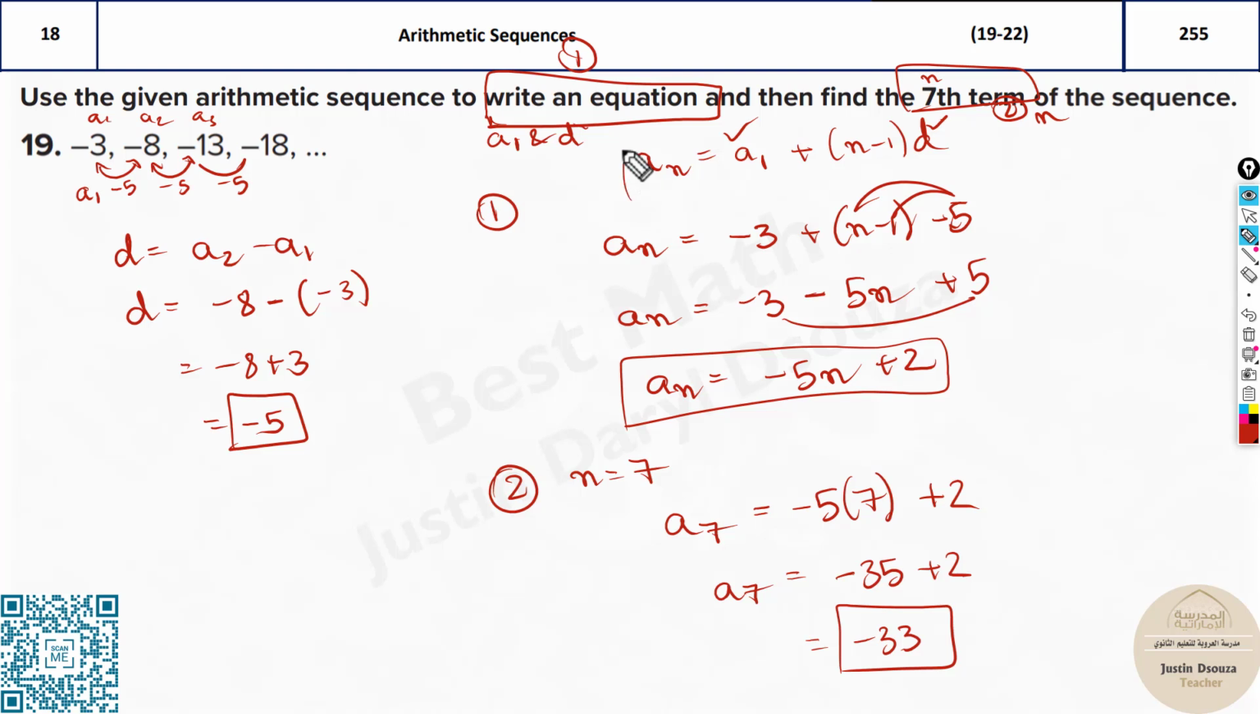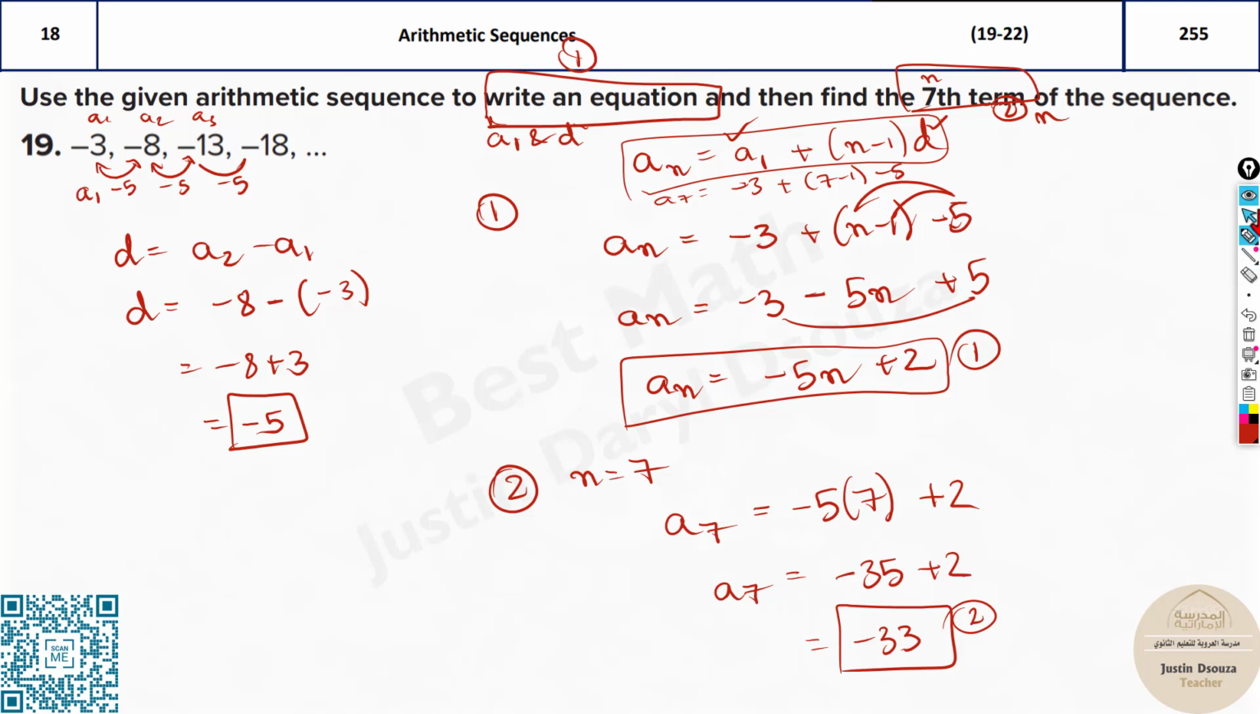Even using the original formula, you can find a7. You just substitute n as 7, so a7 is equal to minus 3 plus 7 minus 1 times minus 5. If you put this in the calculator, you get the same answer. But they have asked you to write an equation first. This is the first part. Then find the seventh term. That's the second thing. I hope this is clear.